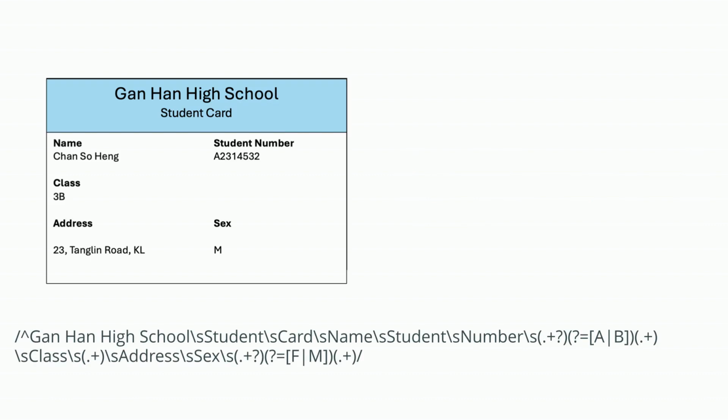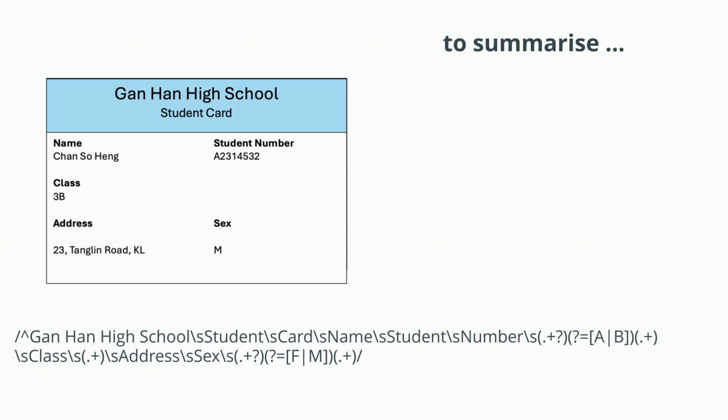The next part, we include all characters after the name. We simply use a full stop and a plus. Next, we include class with \s and class. And the third information with \s, full stop plus with bracket.